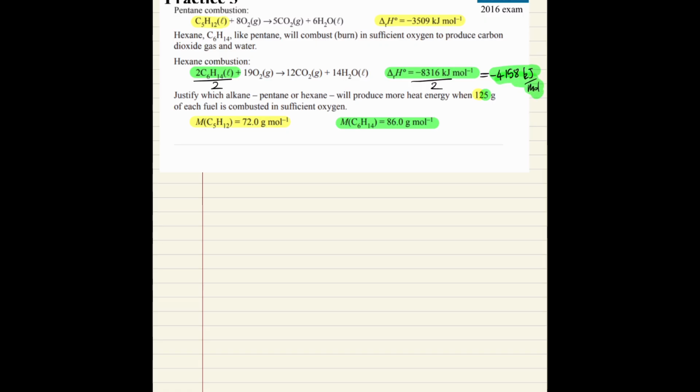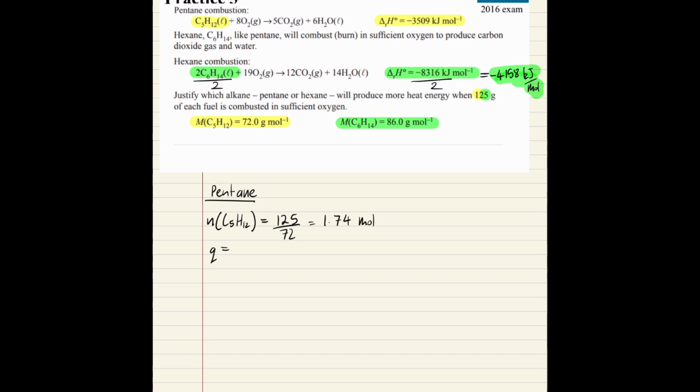Cool. Right, so it's normally nice and clear. It really helps with the marker if you just split it into 2. So I'm going to do pentane first. So we can get the moles first. C5H12. Really important to make sure you say what you're talking about to make it super clear for the marker what you're calculating where. So we've got 125 grams of the fuel. Molar mass is 72, which is 1.74 moles.